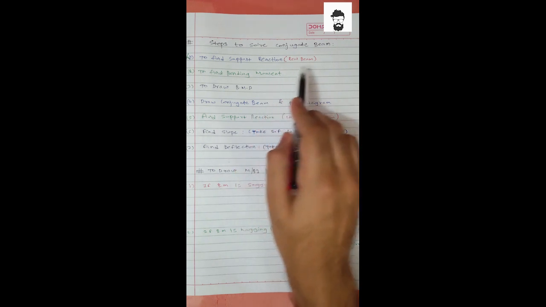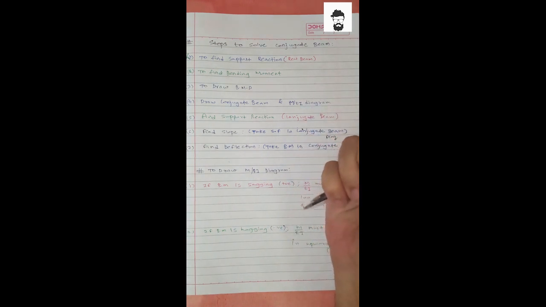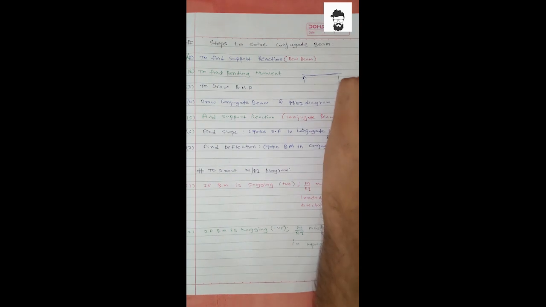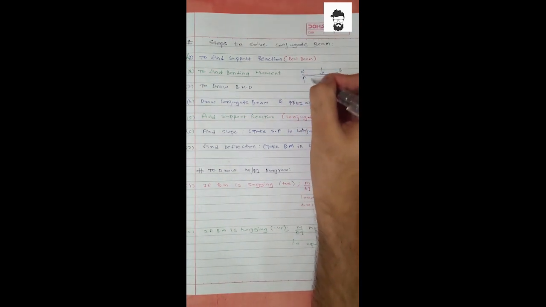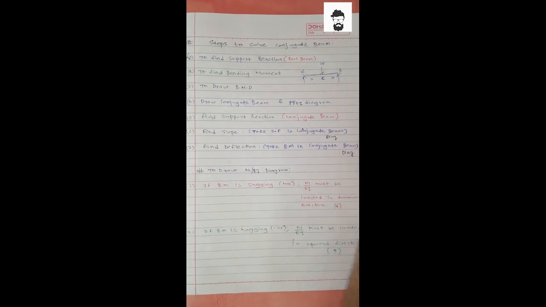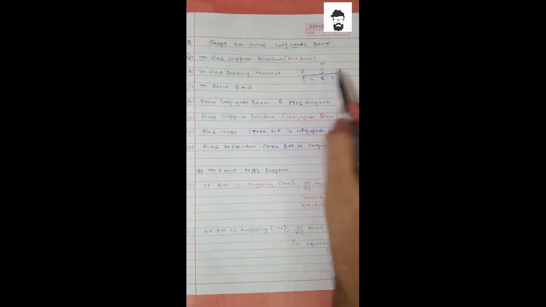Bending moment means, if a simply supported beam is there, we need to find bending moment at each point. Let us take this example. Say this is a simply supported beam A, B, and there is a point load W somewhere between A and B. Let us name this point C. So the bending moment we need to find is bending moment at A, bending moment at C, and bending moment at B. At A and B, bending moment is 0.